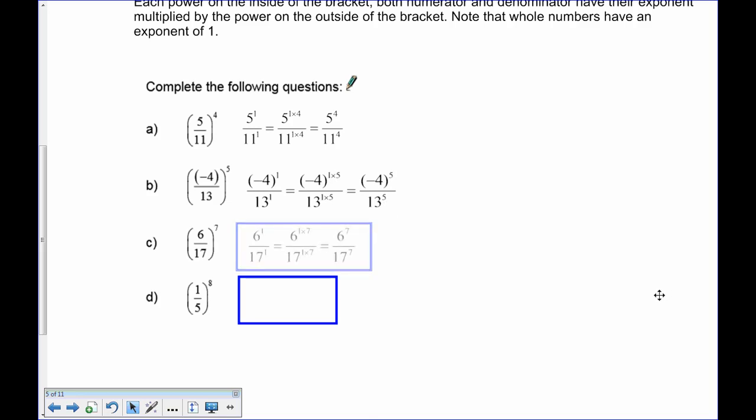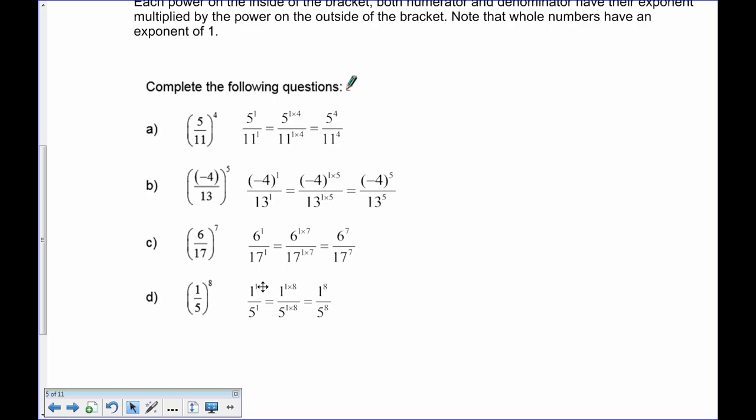Same thing here. 6 over 17 is 6 to the 1, 17 to the 1. Multiplying them both by 7 gives you 6 to the 7 over 17 to the 7. Same thing happens here. 1 has a power of 1, 5 has a power of 1. 1 times 8 gives you 1 to the 8. 1 times 8 here gives you 5 to the 8.